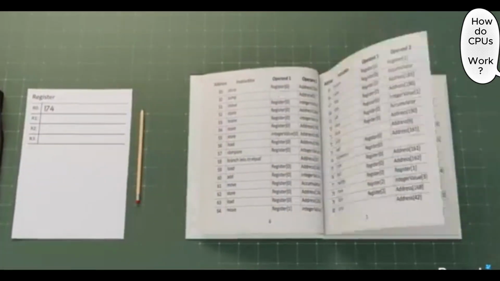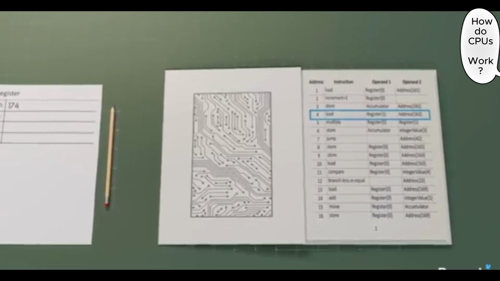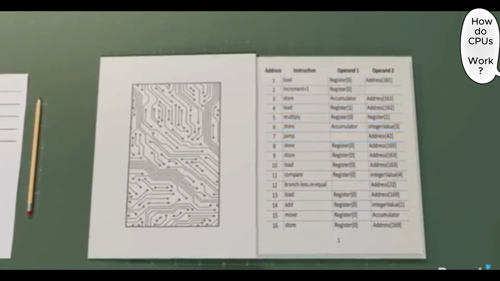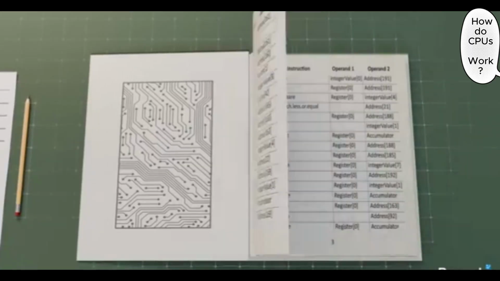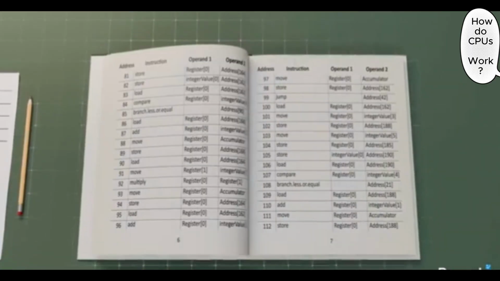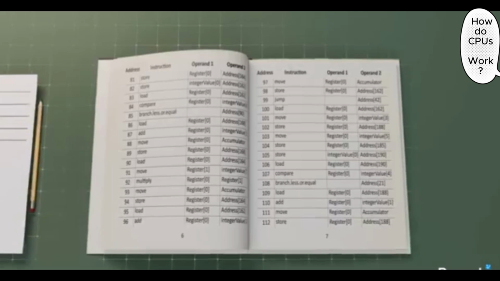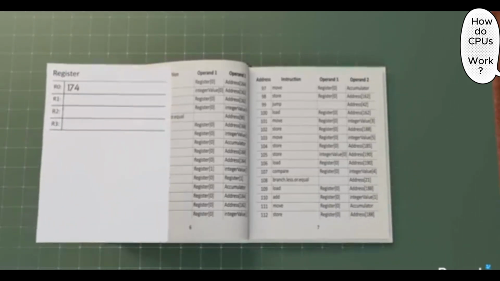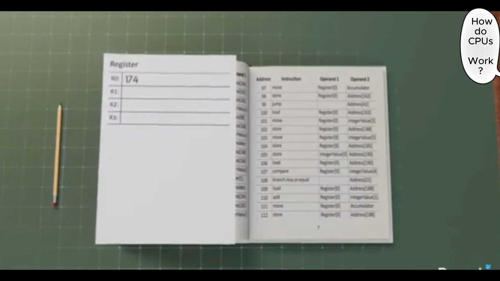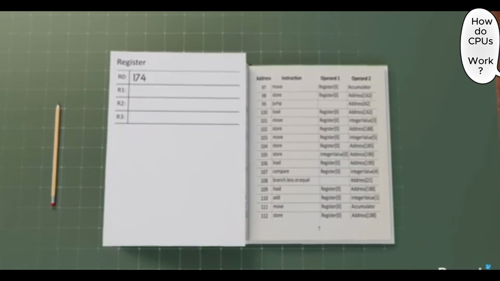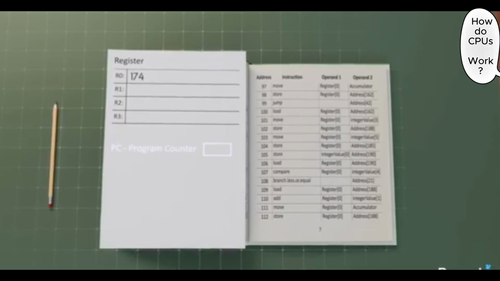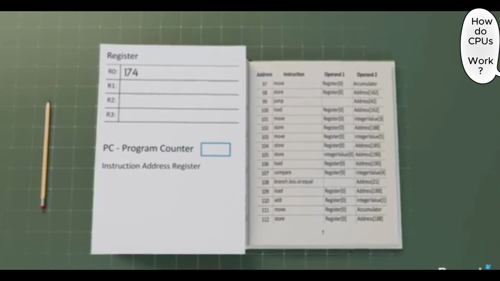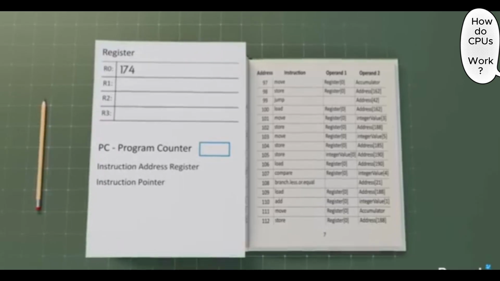Next, we move on to instruction 4 and complete it, and then instruction 5, and so on, moving through the list of instructions which goes on and on and on. In order to keep track of which instruction is the next one to be completed, we use one of the special locations on the sheet of paper that we mentioned earlier, called the program counter, or PC, also called an instruction address register or instruction pointer.